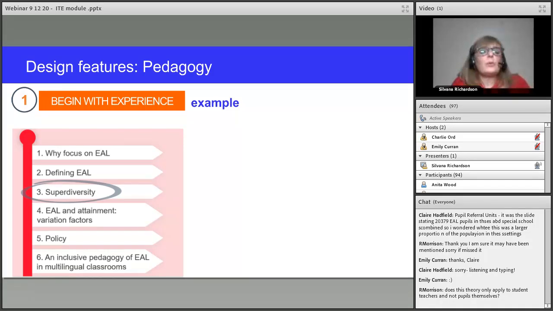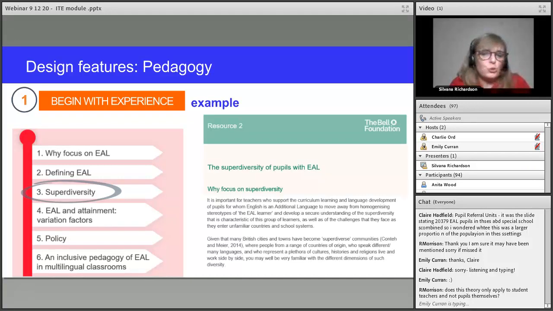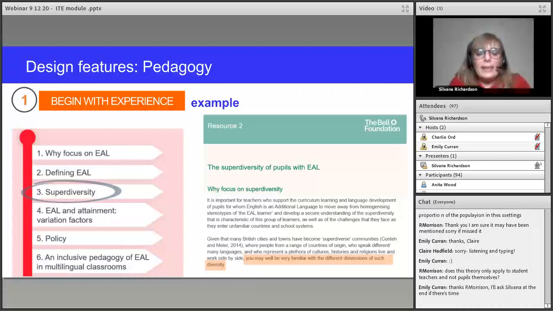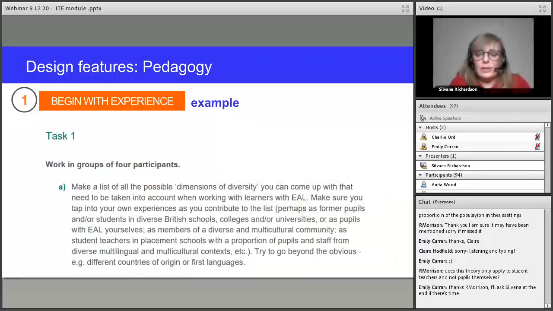So this is an example from a begin with experience activity. This is section 3 of the module, so the section on superdiversity. And we see here in this resource, first of all, just a reminder to them, even in the introduction, why we're focusing on superdiversity, that they will be very familiar with the different dimensions of such diversity.